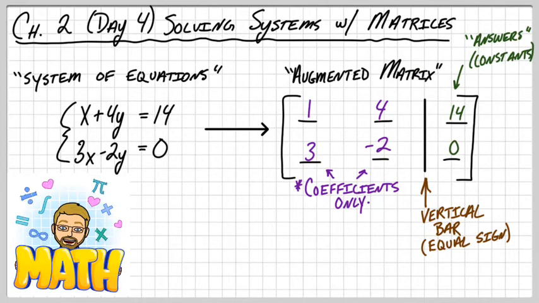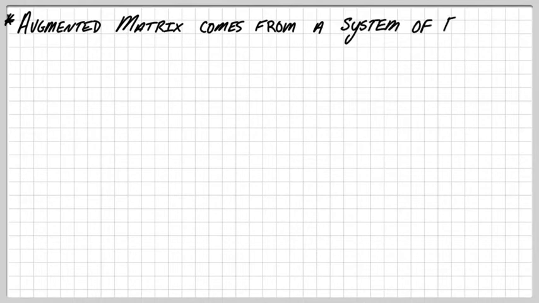So that's the first skill in being able to solve systems using matrices. We take a system of linear equations and put it into an augmented matrix. Notice there's no more x's and y's, just the coefficients and the answer column, and you've got a vertical bar that separates those where the equal signs used to be. So an augmented matrix comes from a system of linear equations.